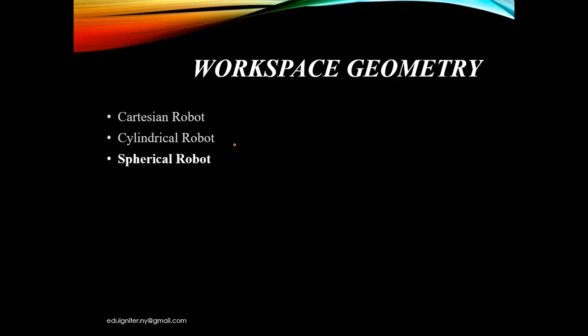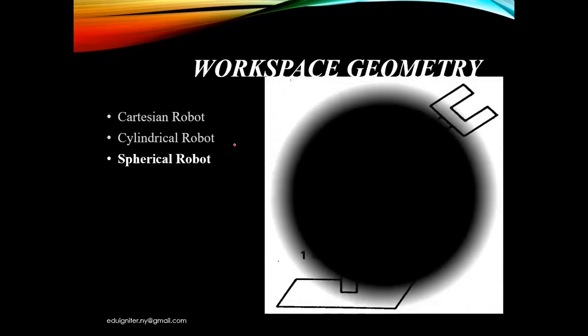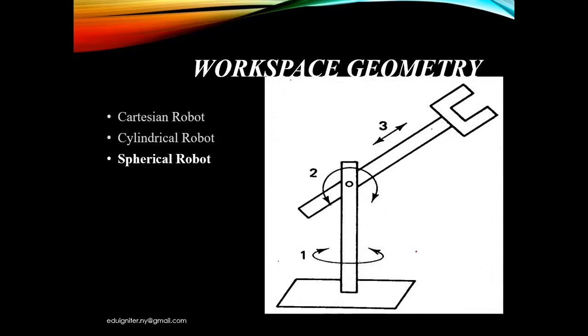Next is the spherical robot. In a spherical robot, here is a coordinate frame, and the robotic link may rotate about axis 1 and also rotate about axis 2, and link 3 translates along the third axis. So here we have 2 rotation axes and 1 translatory axis. This type of arrangement is known as a spherical robot.